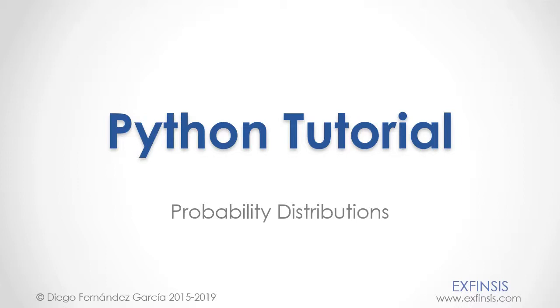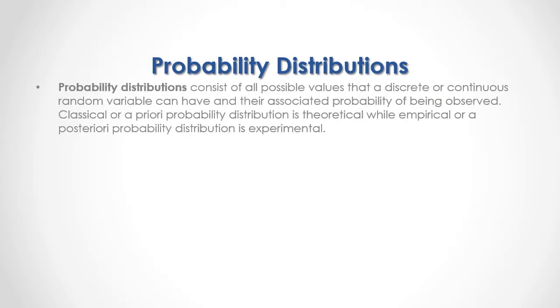Python tutorial, probability distributions. Probability distributions consist of all possible values that a discrete or continuous random variable can have and their associated probability of being observed. Classical or a priori probability distribution is theoretical, while empirical or a posteriori probability distribution is experimental.